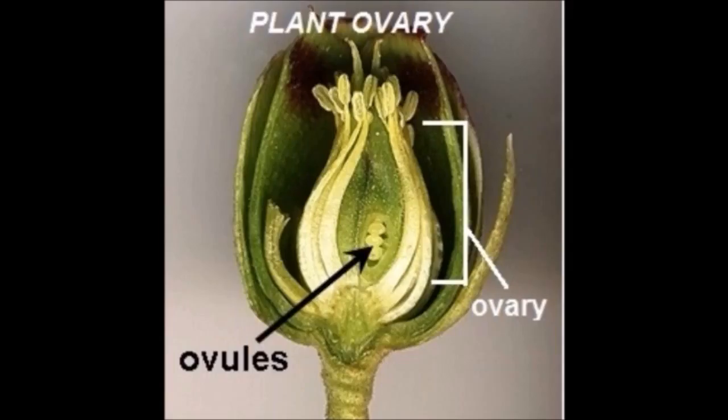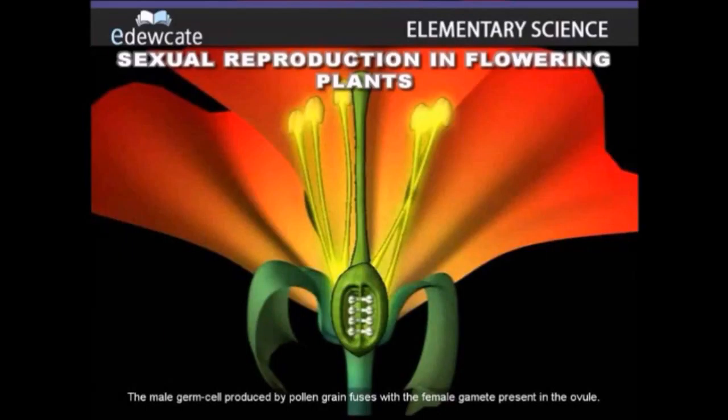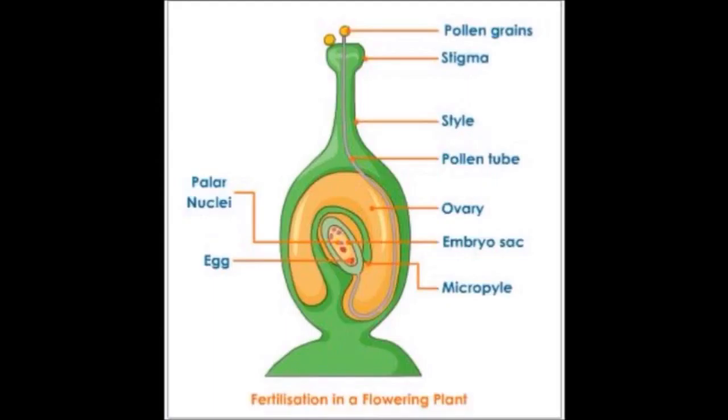The male germ cell produced by pollen grain fuses with the female gamete present in the ovule. This fusion of the germ cells, or fertilization, gives us the zygote, which is capable of growing into a new plant. The pollen needs to be transferred.